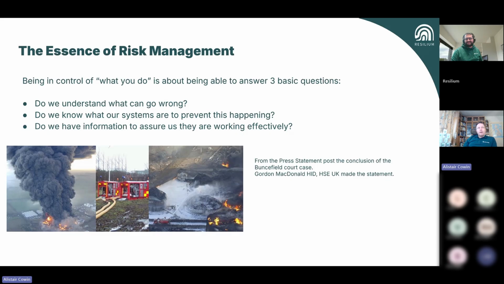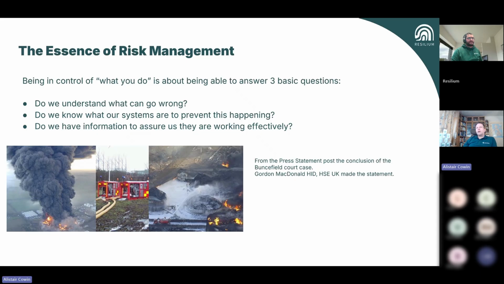So I always start my presentations with this slide and these three questions. Sadly, not mine. I wish I was sharp enough to think of these things, but they came after the Buncefield accident in the UK, which I think was in the top 3 explosions in the UK, and certainly one of the biggest in peacetime. After the inquiry that looked into that, the head of the Health and Safety Executive, Gordon MacDonald, said on the steps of the court inquiry, the challenge to leadership is these 3 questions.